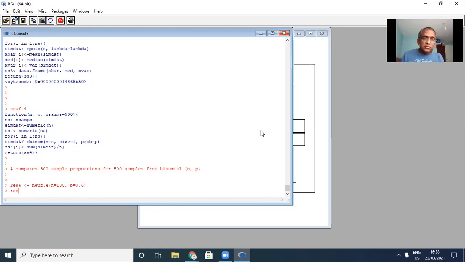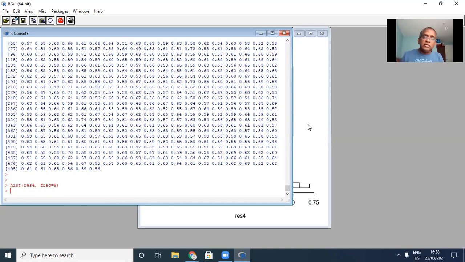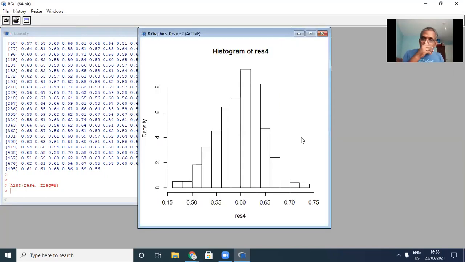Now, if you look at the data, this is the data that we just simulated. There are 500 values of sample proportion. Now I'm going to do a histogram of the data. If you do a histogram of res4 with frequency equal to f, this is what you will see. Now it looks more or less like a normal distribution.